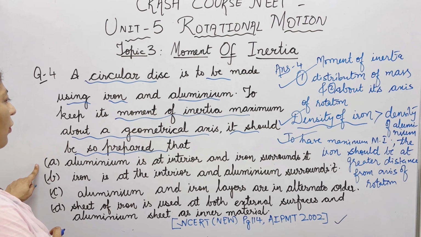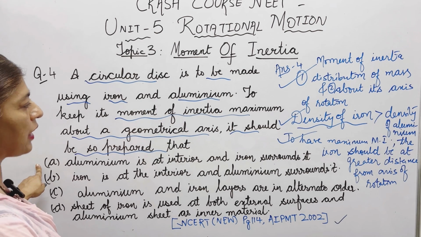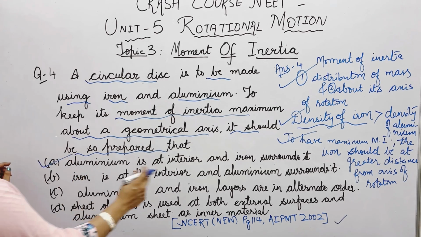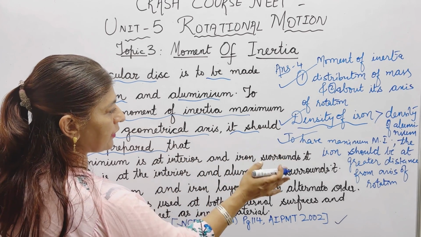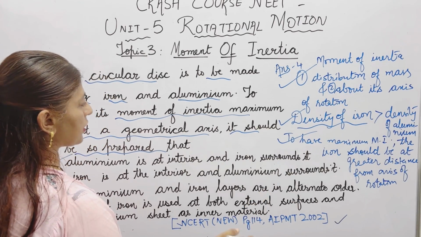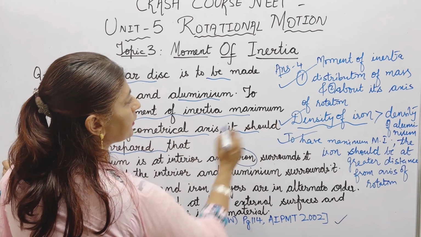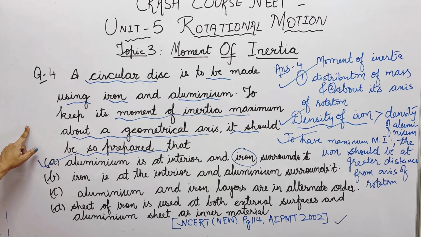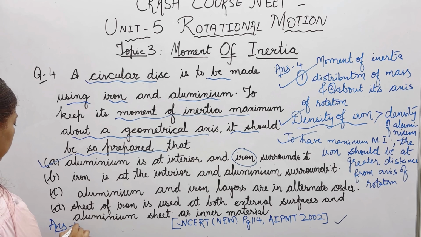So if we talk about the option where aluminium is at interior and iron surrounds it, it is the correct option, because in this case iron will be at the greater distance from the axis of rotation, and since it has the greater density, this is what we want, to have the maximum moment of inertia. So the answer for the fourth question is option A. Aluminium at the interior and iron surrounds it.